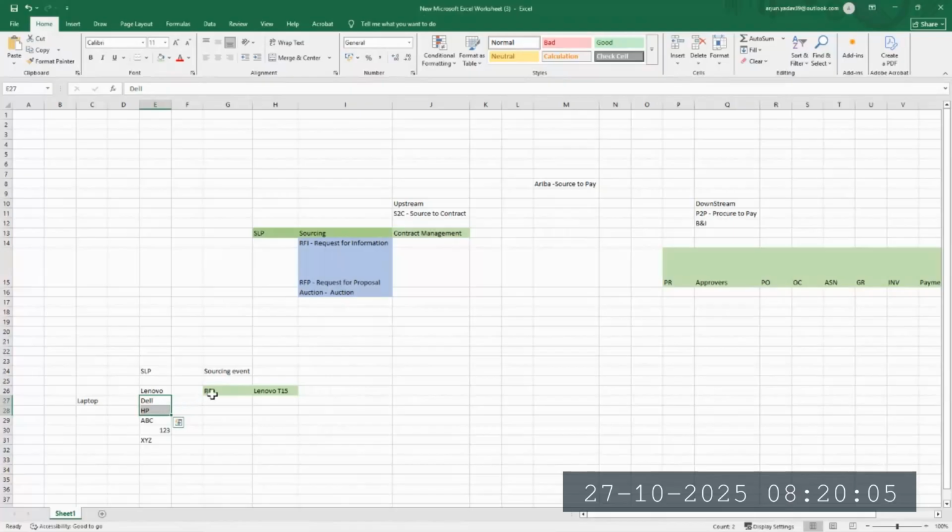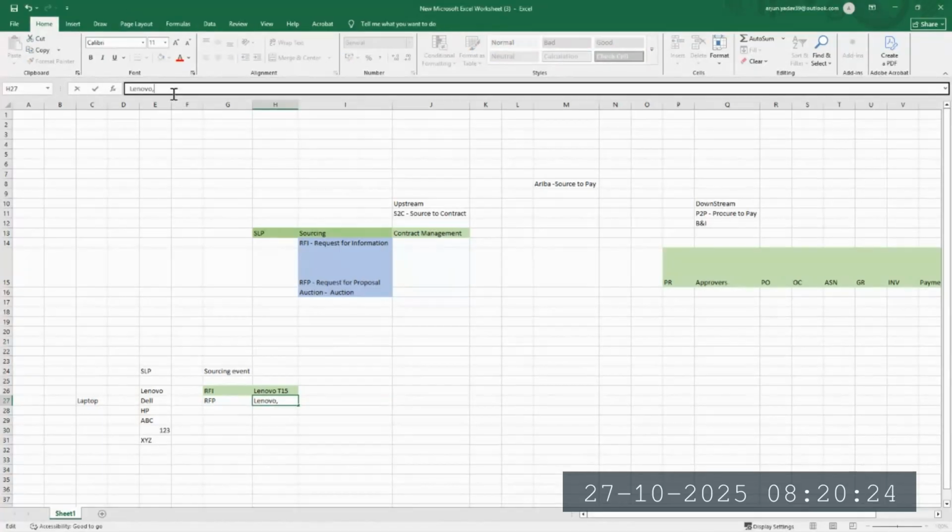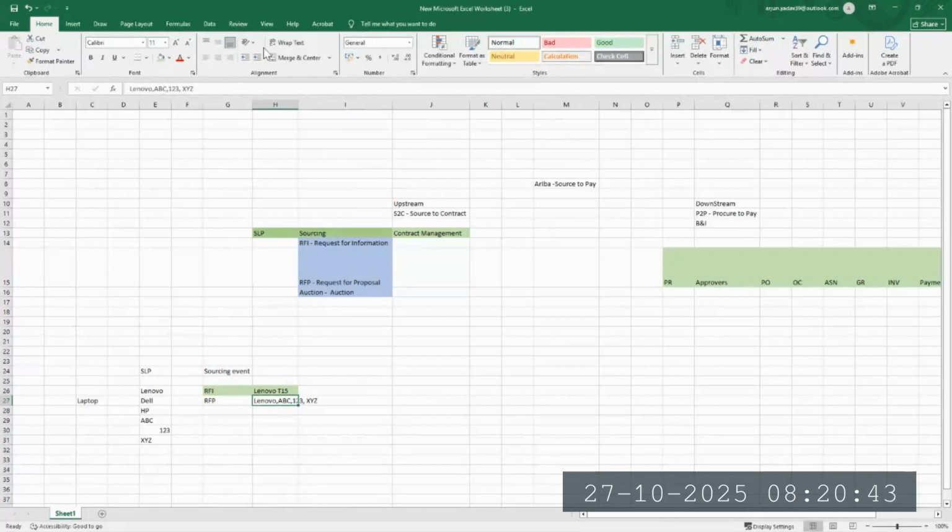In the next step, the sourcing manager will initiate an RFP, and he will invite all these 4 suppliers. So he will invite Lenovo, then he will invite, sorry, not HP, ABC supplier, then he will invite 1, 2, 3 supplier, and he will invite XYZ supplier for the bidding process.